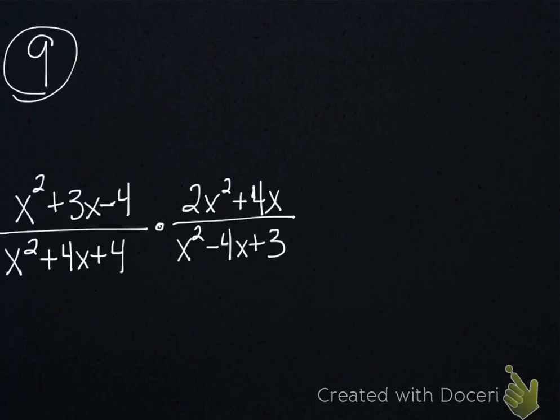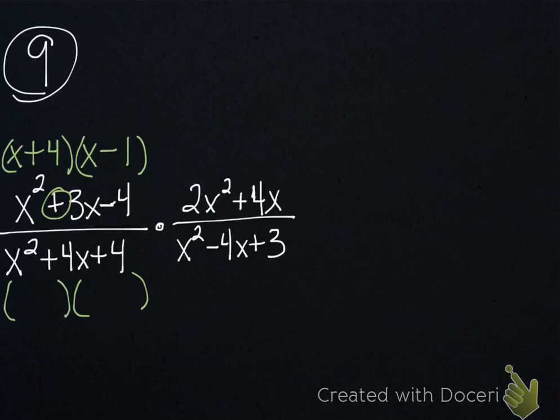Number 9. Start with the first fraction, the numerator. I need two numbers to multiply to give me 4, and they're going to subtract to give me 3. Well, that's got to be 4 and 1, because 4 minus 1 is 3. The middle term's positive, so the 4 is positive, and the 1 will be negative. The denominator. Now I need two numbers that multiply to give me 4 and add to give me 4. Well, that's easy. That's just 2 times 2. Notice since they're adding, they both get the same sign, and that sign is positive.